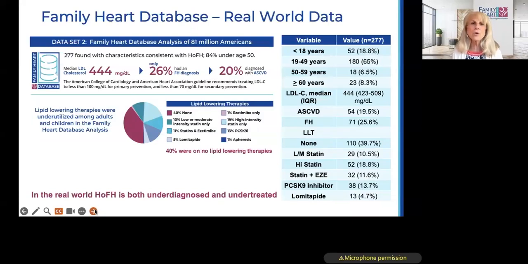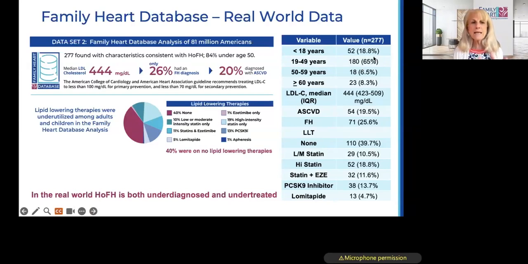Here we get back to the Family Heart Database. This is our second data set. And this is where we got to see what it is like in the real world. This was the 81 million Americans that we had enough diagnostic codes, procedure codes, and laboratory data for. We looked at these individuals and asked how many people looked like they have the same characteristics. And it was 277 individuals. 84% of these people were under the age of 50. They were a young population.